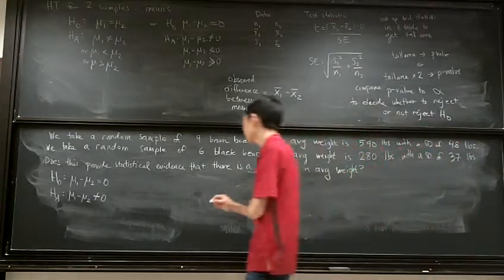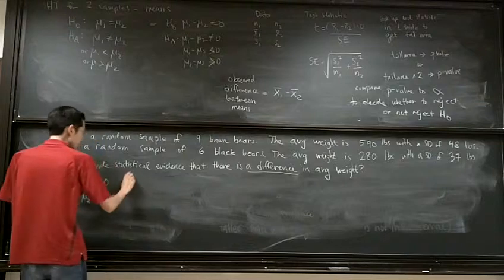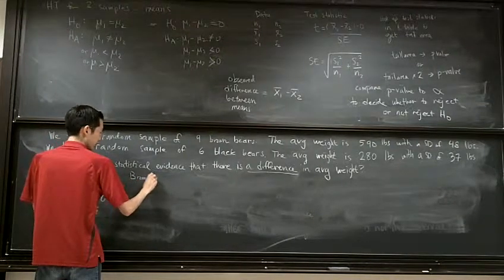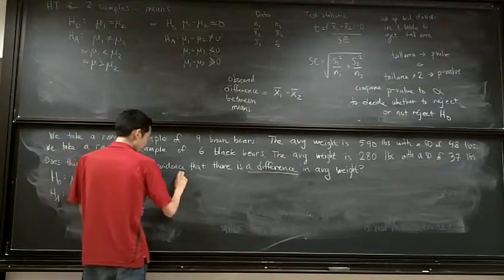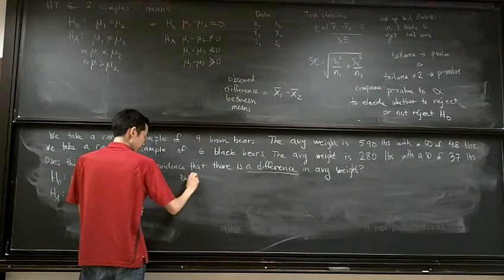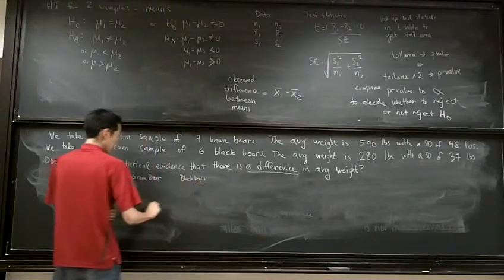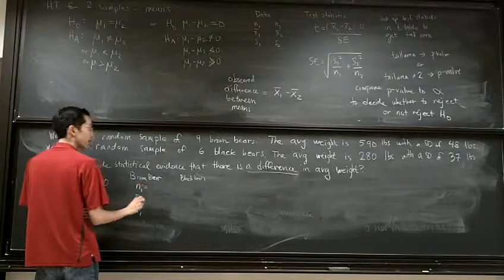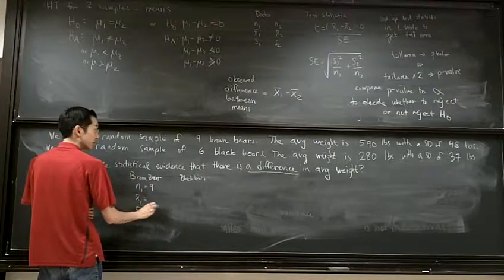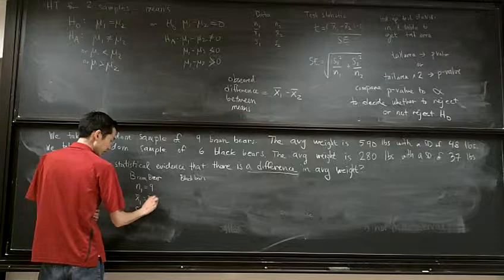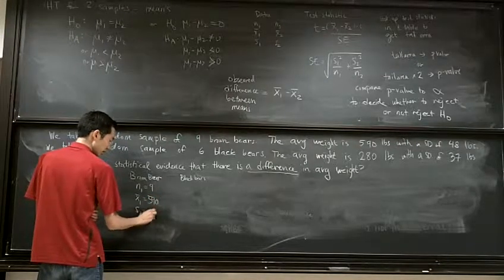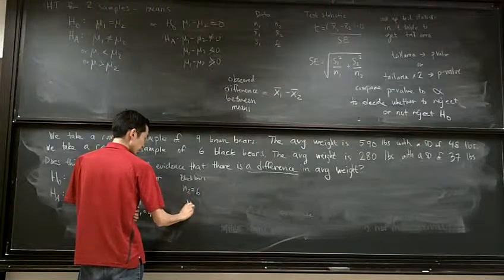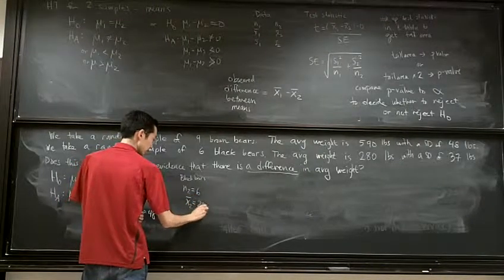Let's identify the bits of data that we have. Let's call sample 1 the brown bears, and sample 2 will be the black bears. What is n1? x bar 1? 590. And s1? 48. n2? 6. x bar 2? 280. s2? 37.